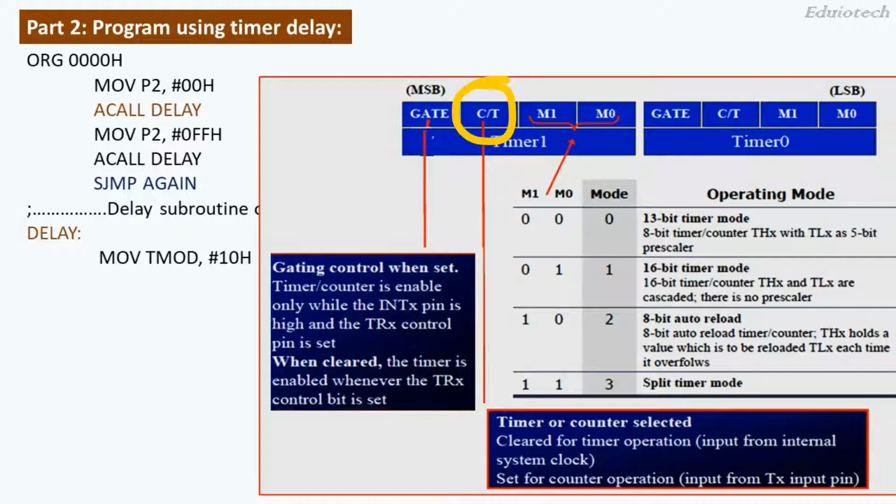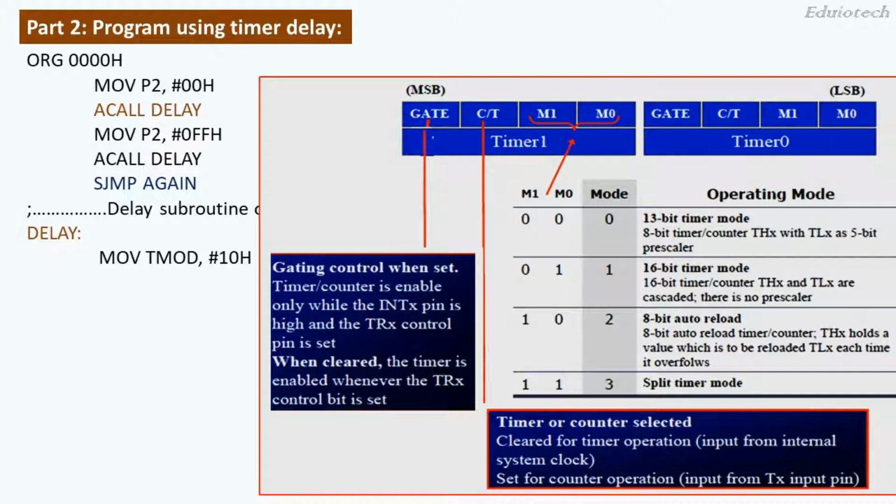When the C by T bar bit is 0, the timer is used as a delay generator. For delay generation, the clock source is given by the crystal frequency of the 8051. While when the C by T bar bit is 1, the timer is used as an event counter. For counter operation, the external pulse is used as a clock source.